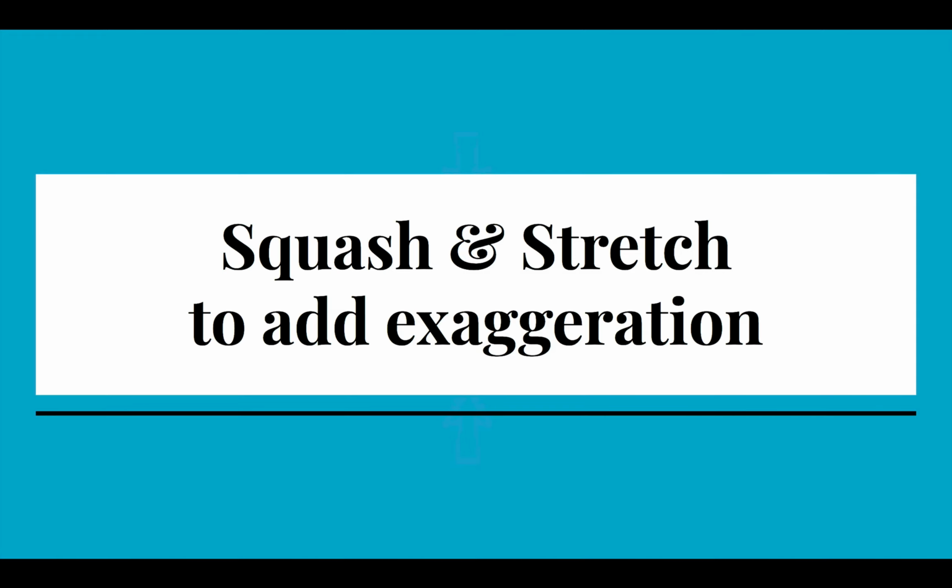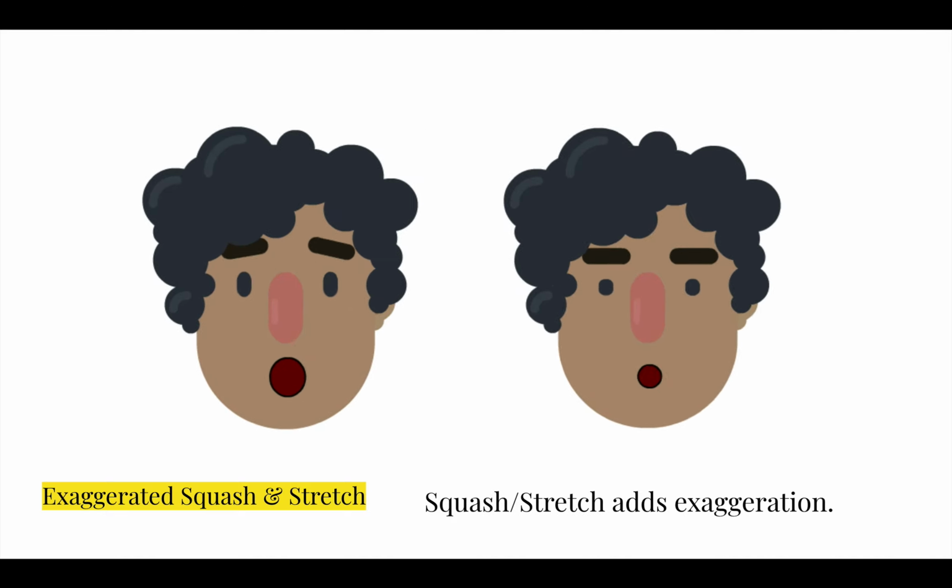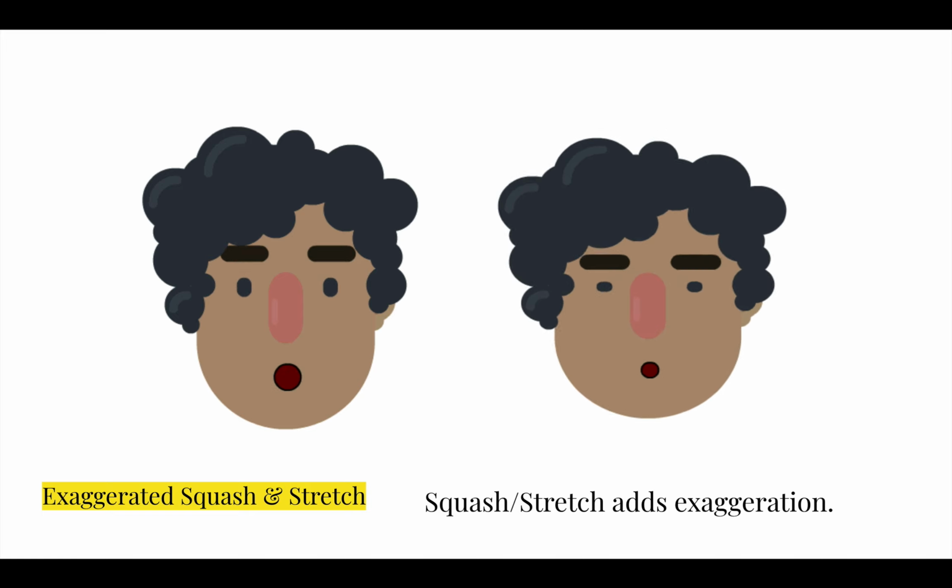Now, you can use squash and stretch to add a lot of exaggeration to the movement and the quality of your characters. For instance, in this case, you can have a simple reaction of a person. So he's saying, wow, wow. But watch how much more exaggerated it is when you add squash and stretch to his reaction. It's much, much more profound. Here they are side by side.